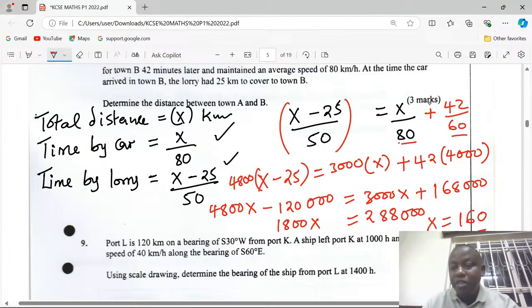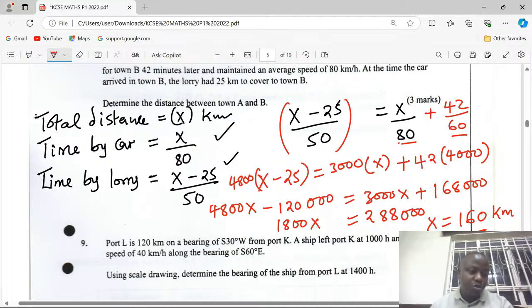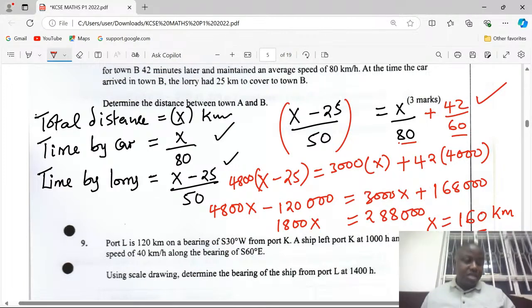There are very many methods in which you can find the value of x. I encourage you just to follow through. Ensure you compute the value of x by whatever means. Give us 160 kilometers.